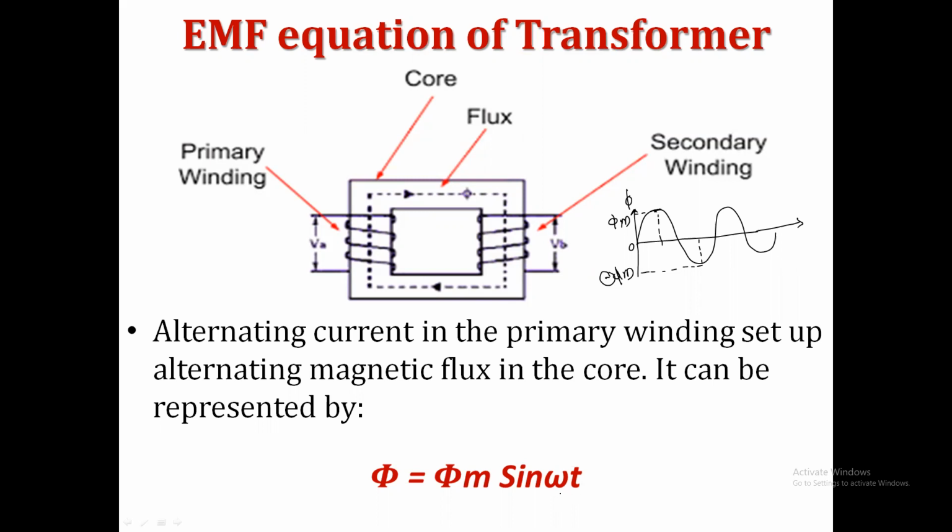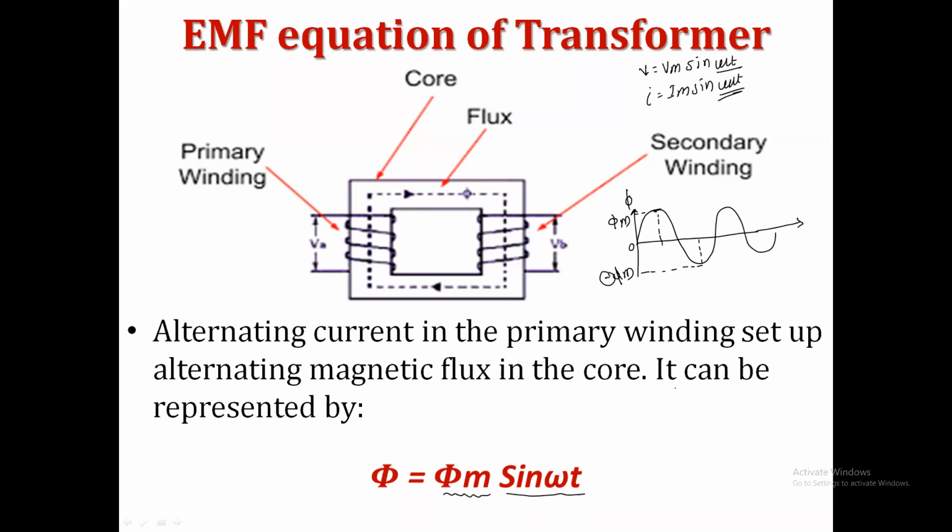And this sin omega t is nothing but the angle taken by this flux. I think you have seen the equation of alternating voltage, V is equal to Vm sin theta or sin omega t. You can say theta or omega t. Omega t is in radians, theta is in degrees, and I is equal to Im sin theta or sin omega t. But what is this phi m?